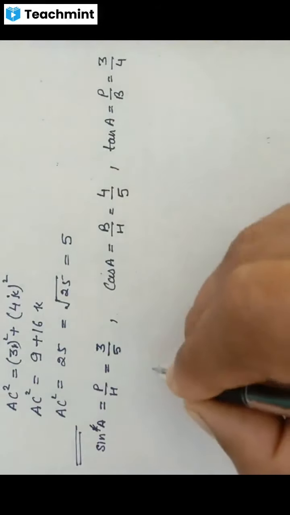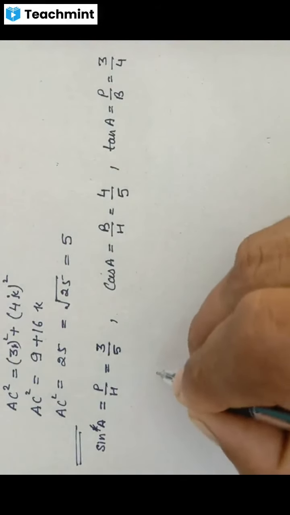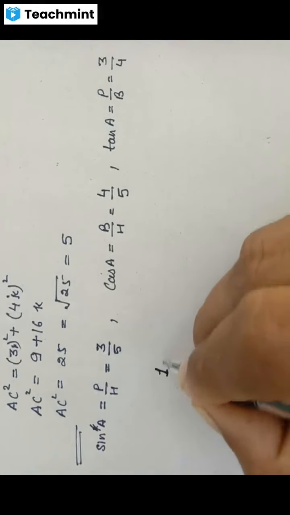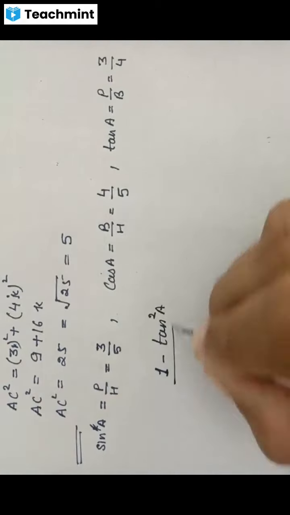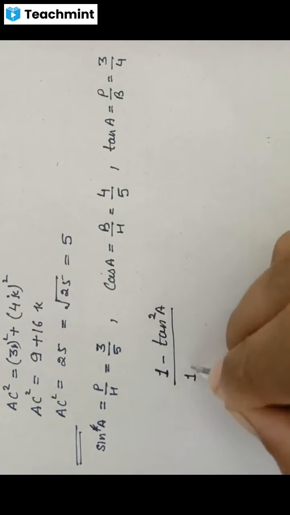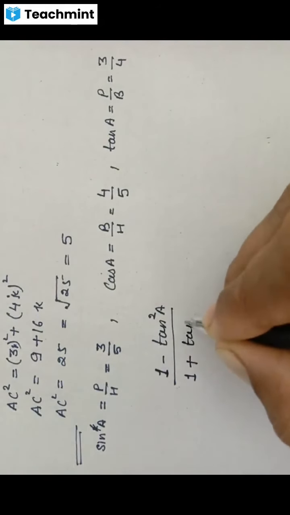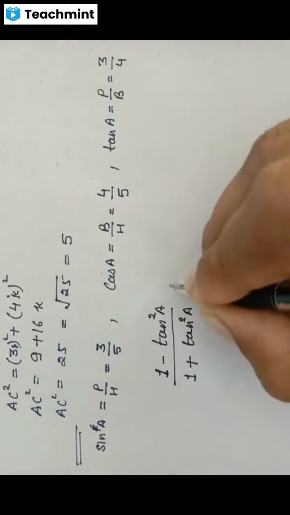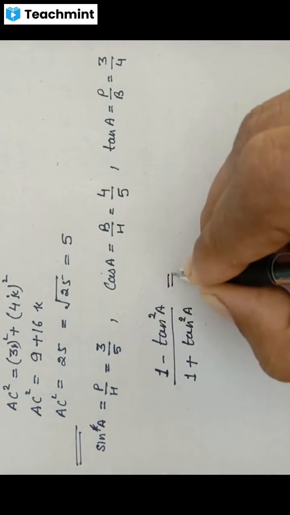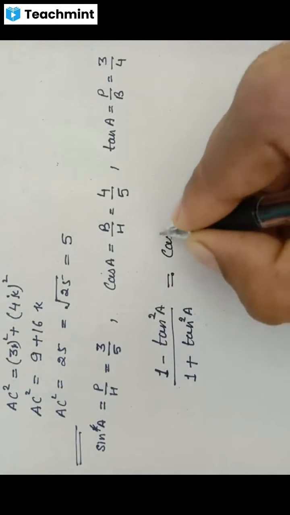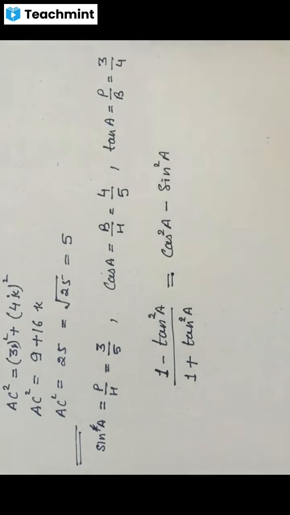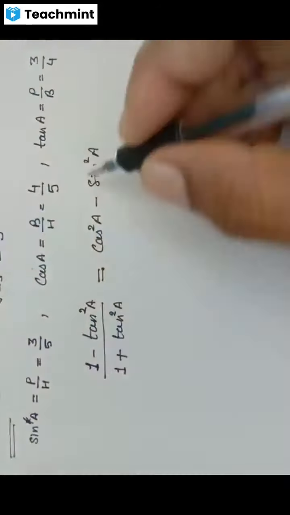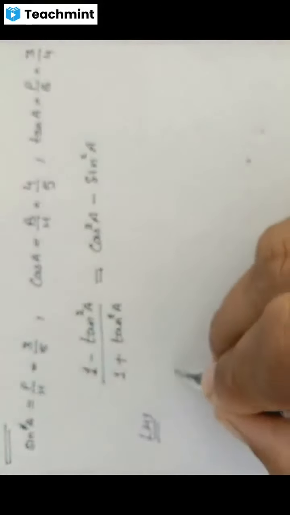Now the LHS. First of all, I am going to write the question for you: (1 - tan² A)/(1 + tan² A) should be equal to cos² A - sin² A. This is what we have to prove. It is very easy, just put the values and you will get the answer. So this is the RHS, this is the LHS. In the LHS I am going to put the values.